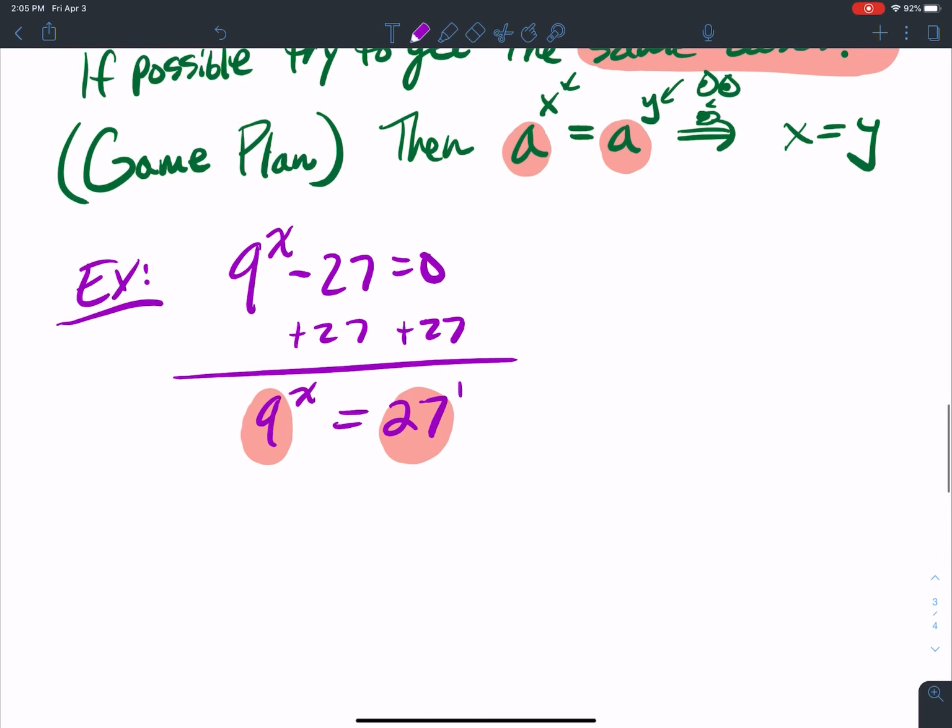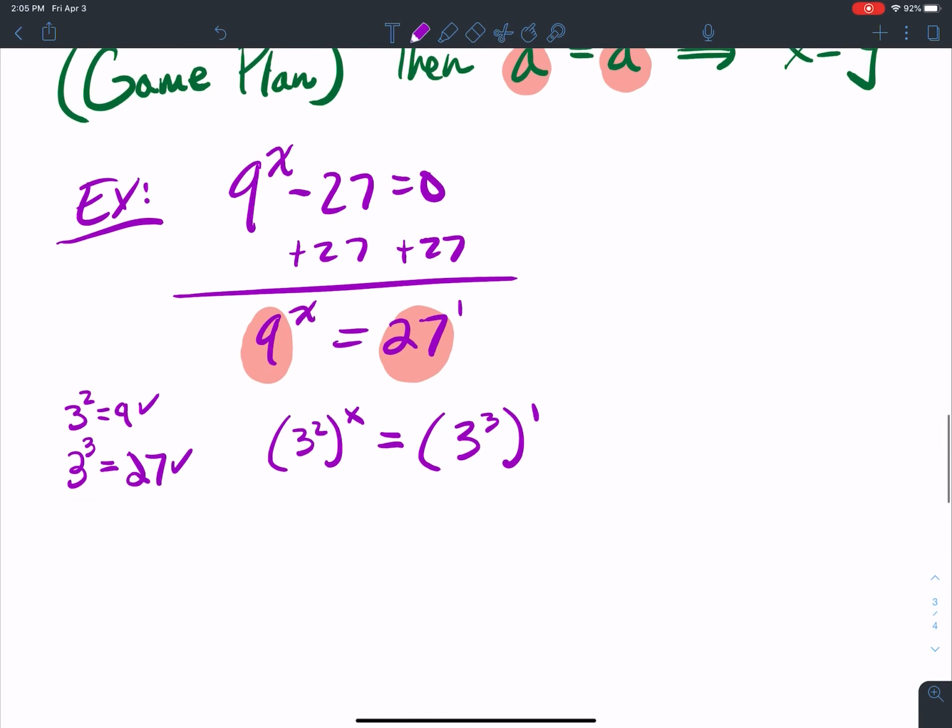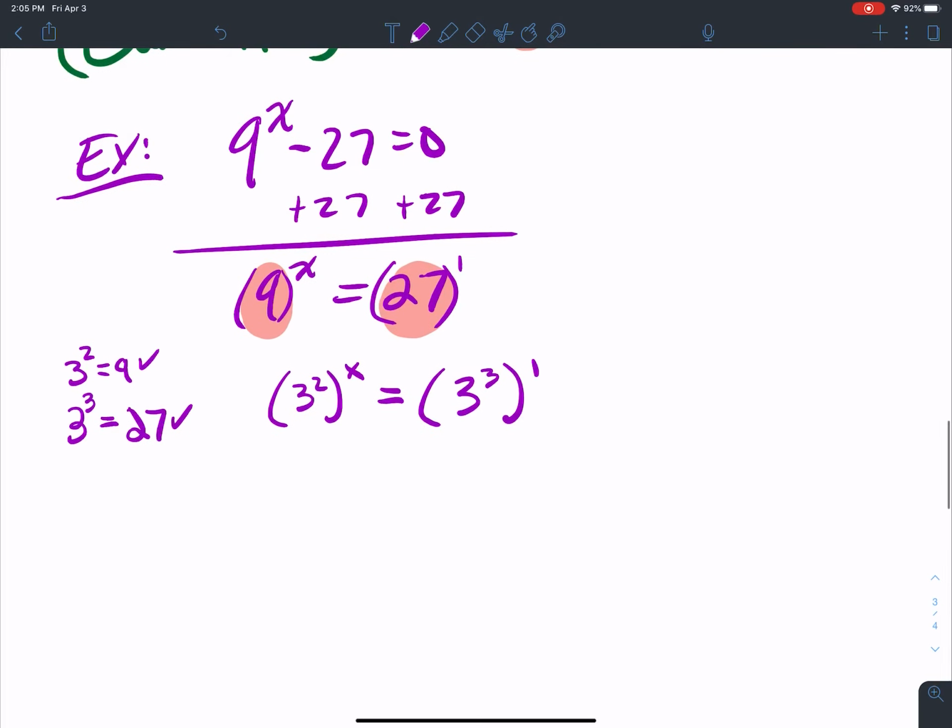Well, what do I notice about 9? 9 is equal to 3 squared, okay? And 27 is 3 times 3 times 3, which is 3 cubed. So I'm going to rewrite this as 3 squared to the x equals 3 cubed to the 1. So replace 9 with 3 squared and 27 with 3 cubed. When I have a power to a power, what do I do to the exponents? I multiply. So that's 3 raised to the 2 times x equals 3 raised to the 3 times 1.